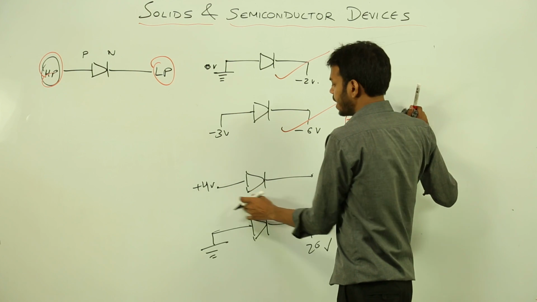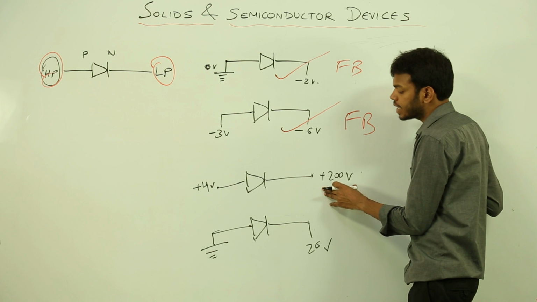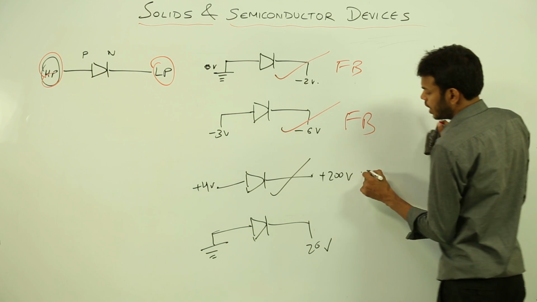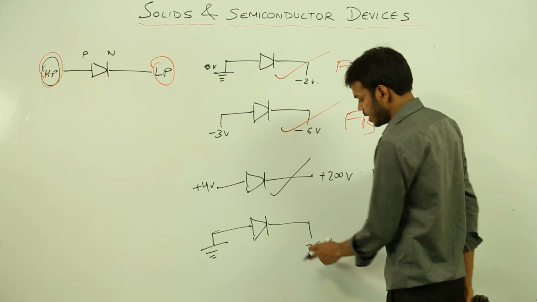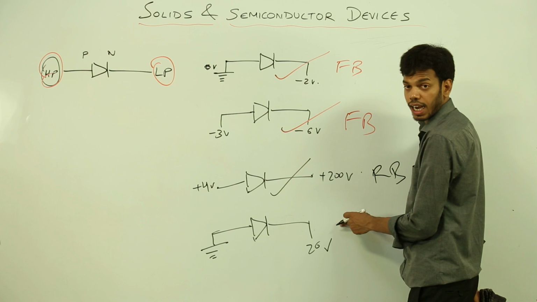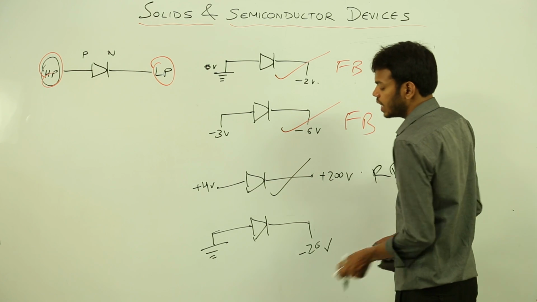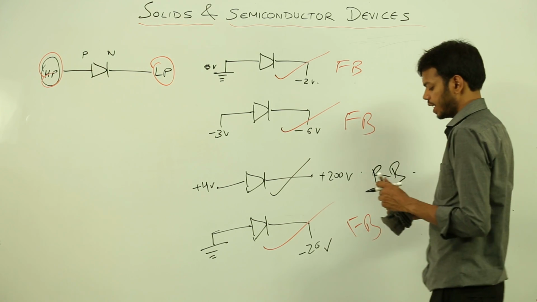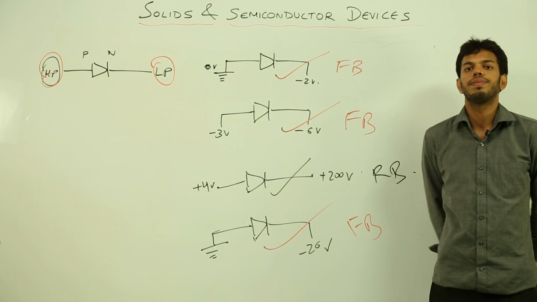Now this P part is at plus 4 volt and N part is at plus 200. Which one is greater? This is at a higher potential. So this is in a reverse bias state. And lastly, this is 0 volt, this is 20 volt, N part is again at a higher potential. This will be a reverse bias state. But if it is minus 20, then this is higher, this is lower, and then it will become forward bias state, right? This is how you calculate the biasing of a diode.